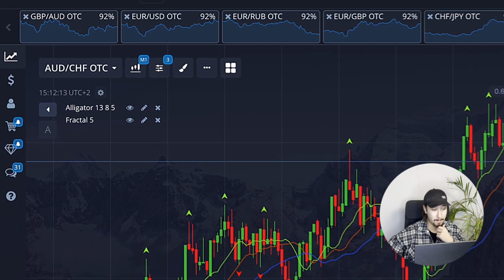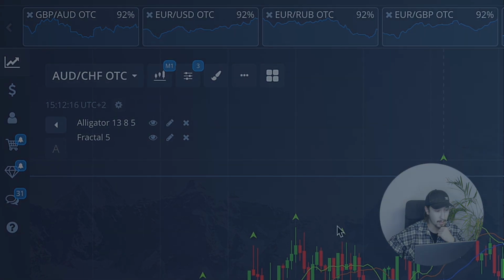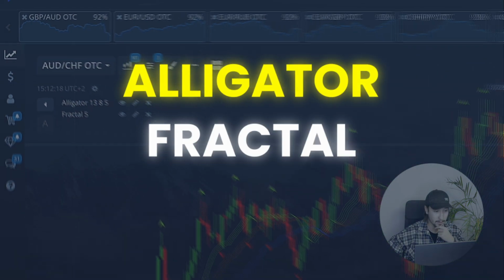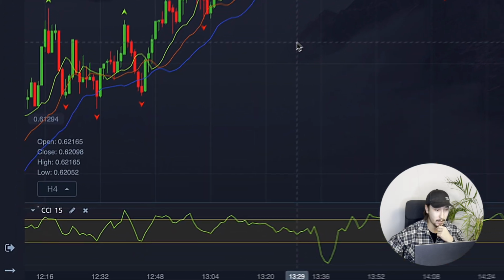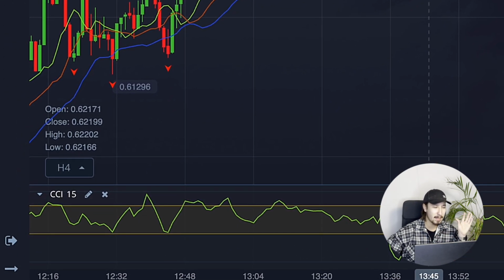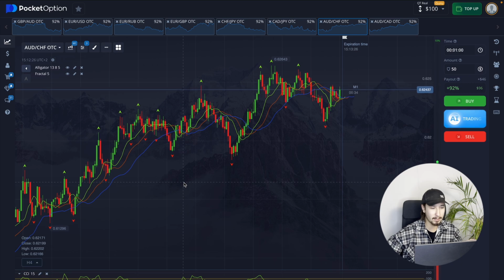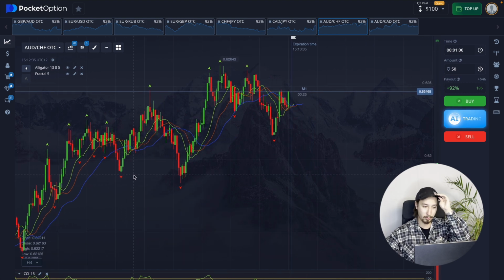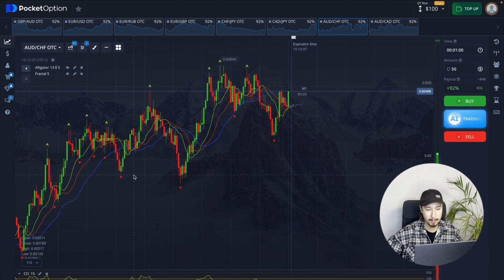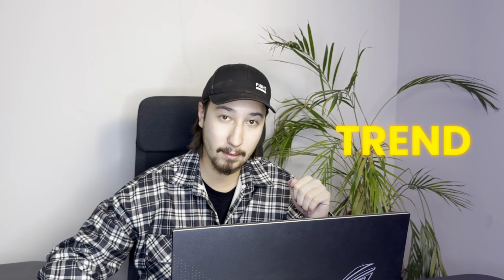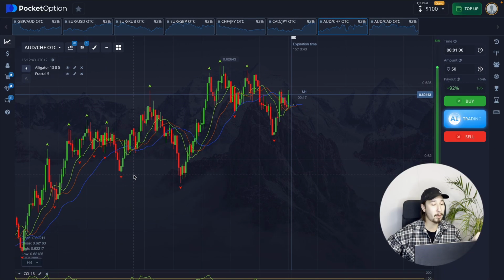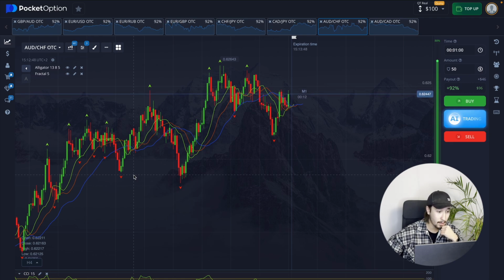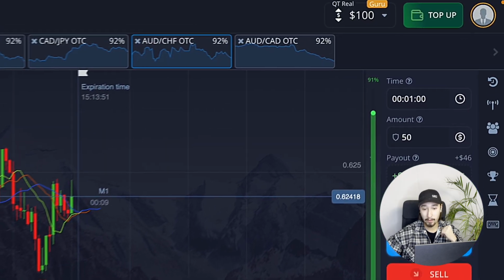when trading on OTC. So this is our Alligator, the Fractal and the CCI oscillator with a period of 15. An absolutely, maximally simple strategy, and with the correct analysis of the market, most of the signals will always close in plus. Believe me, guys. Today we will be guided by the trend, analyze the trend and look for entry points based on the trend direction, or some intra-trend moments. We will trade on the 1 minute time frame as usual, and I will open the first position for $50.